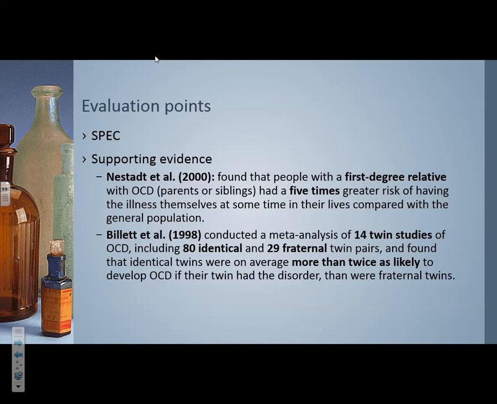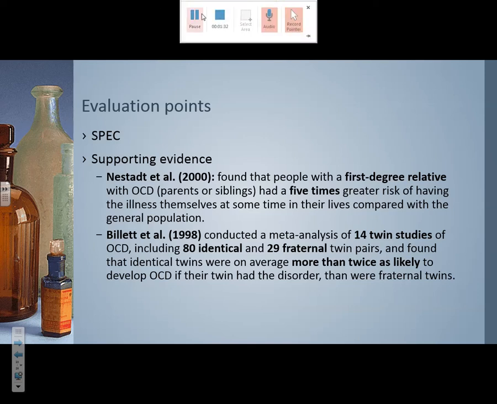There are two pieces of supporting research that I've given you in a lot of detail here that have come from the book because they're going to be in psychopathology as well, so please do remember them and please use them in psychopathology. You've got Nestrat, who found that people with a first-degree relative with OCD had a 5 times greater risk of having the illness themselves compared to the general population, so people who weren't.